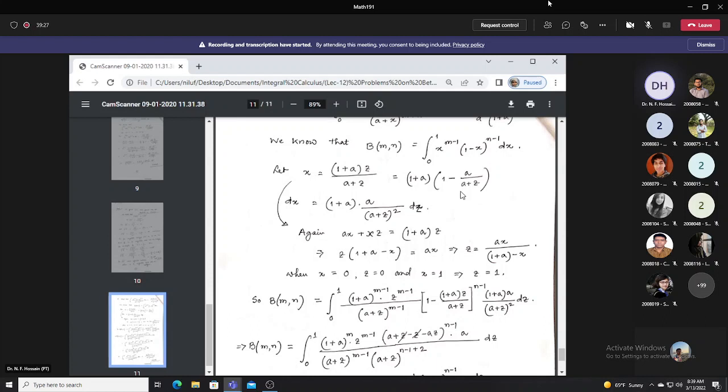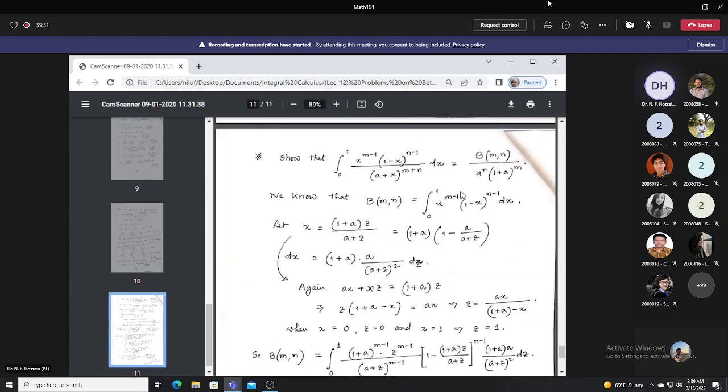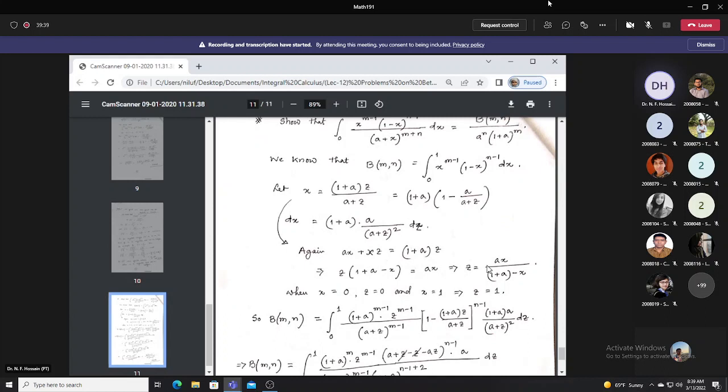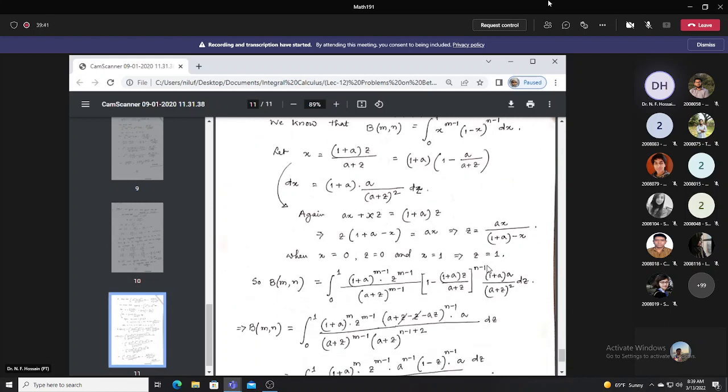Integration 0 to 1. Let us use this substitution. Actually, if you do not know the type of substitution, it is not possible. If you do not have any practice, it is not possible to solve this math in your exam. So you need to do practice. x equal to (1 plus a) into z divided by (a plus z). This is our substitution.